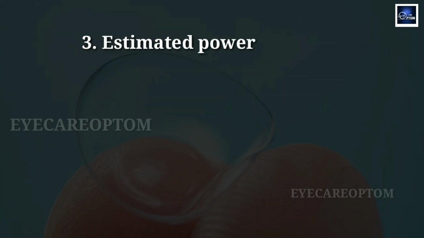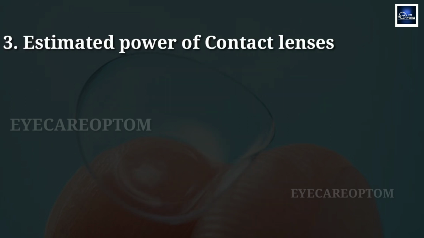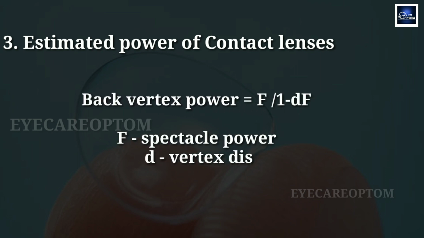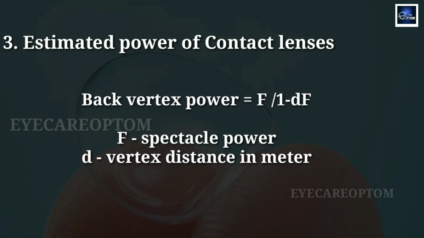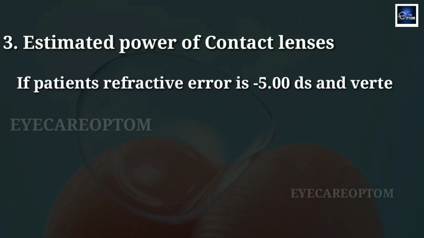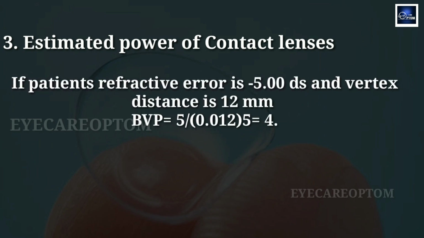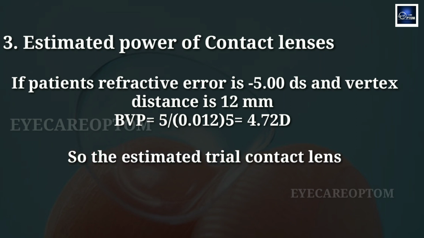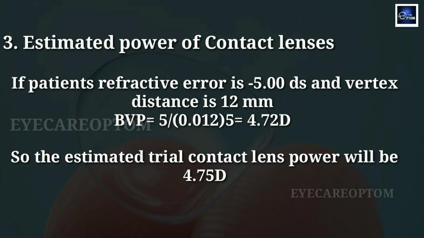Third one is estimated power of contact lenses. Here we have a formula of back vertex power equal to F divided by 1 minus DF. Here F is spectacle power, D is vertex distance in meters. If the patient has a refractive error of minus 5 diopter and vertex distance of 12 mm, according to the formula, we will get 4.72 diopter. So the estimated trial contact lens power will be 4.75 diopter.